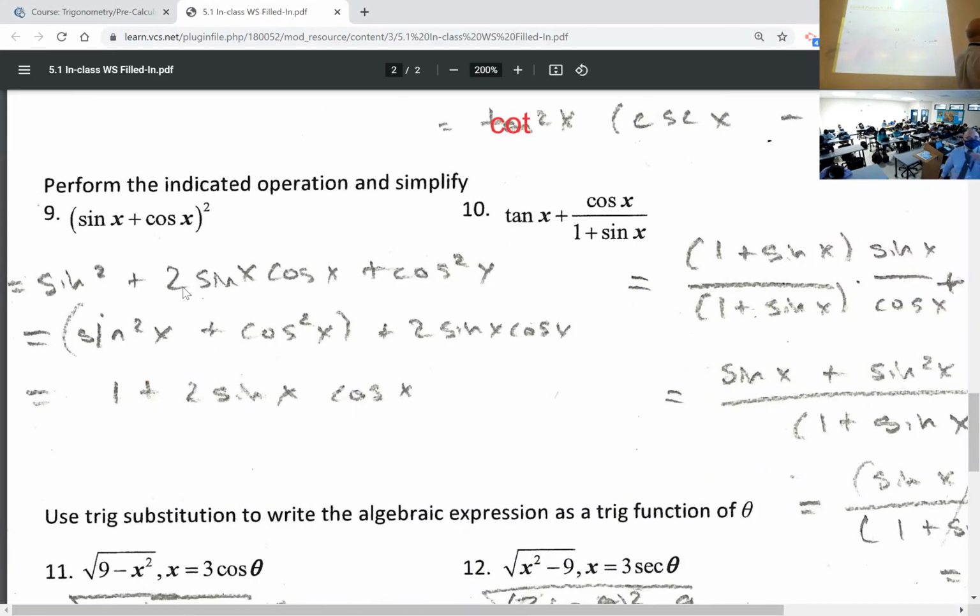All right, number 9, sine plus cosine squared. It's not 1 because it's not sine squared plus cosine squared. I have to FOIL this thing out. I've got sine squared plus 2 times sine times cosine plus cosine squared. Well, now I've got a sine squared plus cosine squared, and that is equal to 1. But I still have this other term, so 1 plus 2 sine x cosine x. Not much more I can do to simplify that.